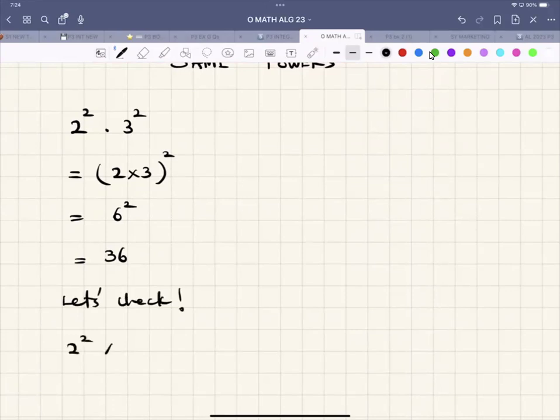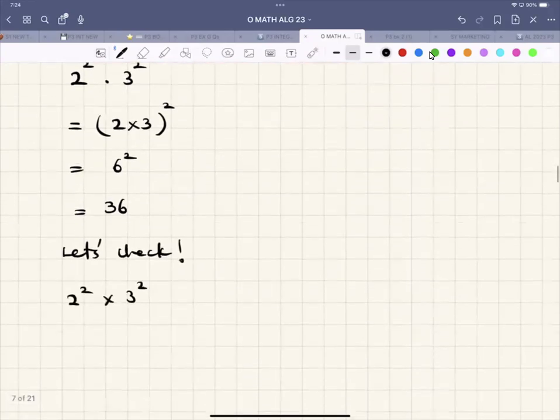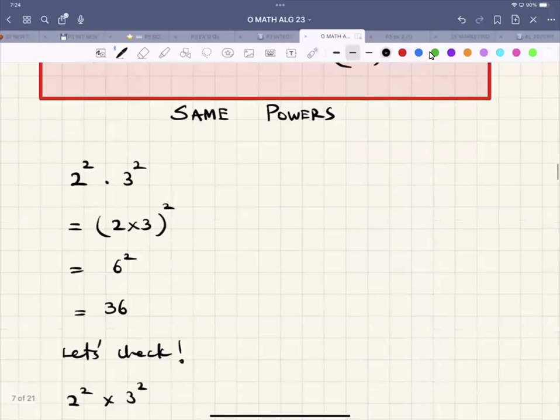2 power 2 into 3 power 2. 2 power 2 is 4, 3 power 2 is 9, 4 into 9 is 36. Yes, the rule works.